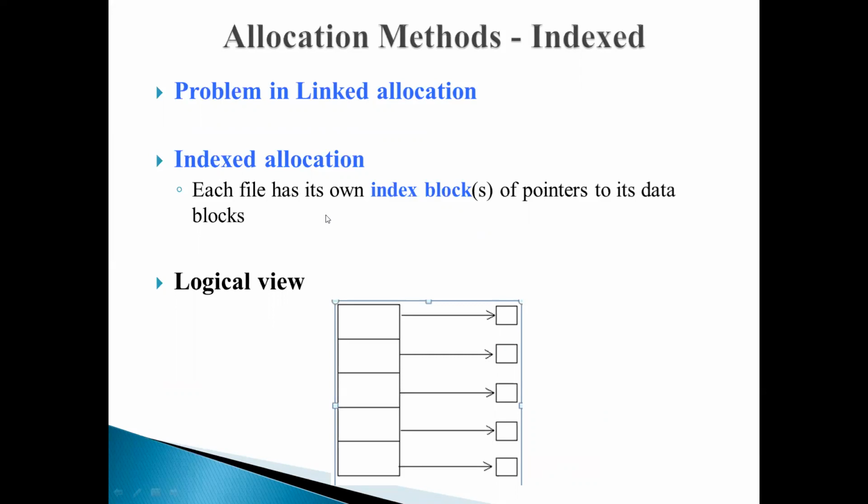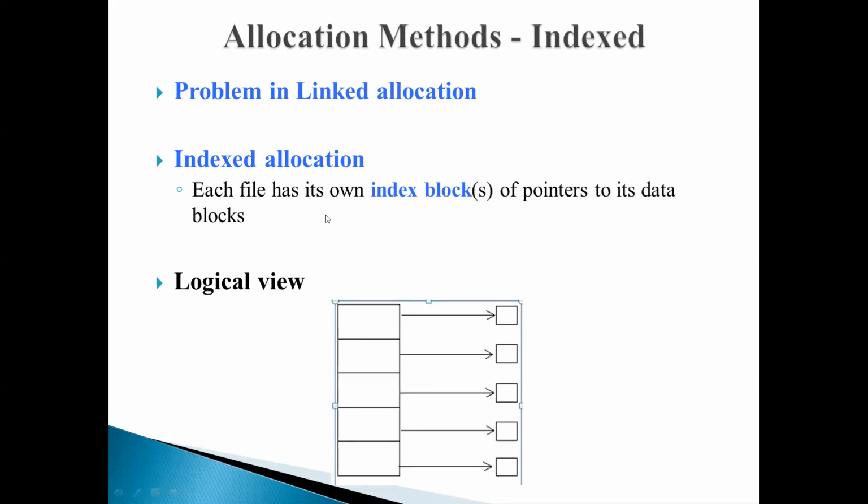But then you have problems. The problem of maintaining the pointers tends to be an overhead in linked allocation. Though it solves the problems of external fragmentation and size declaration, if you have to do direct access or random access, what is random access? Randomly accessing any block of the file. Random access or direct access is not efficiently supported in linked allocation. Let's say if I want to access some block of the file randomly, I cannot access it randomly.